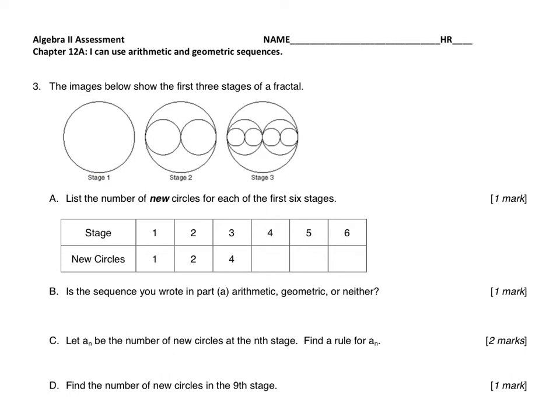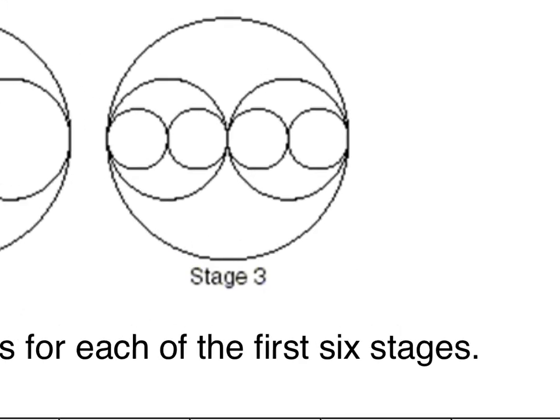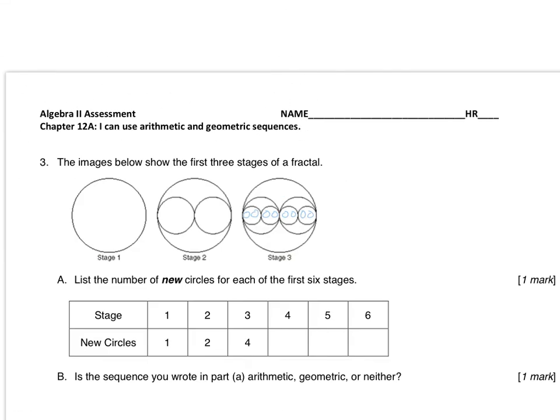Question A. List the number of new circles for each of the first 6 stages. So there were 4 new circles, and I'm going to zoom in for a second here. So if we kept going, I'd have 2 in each of these. So 1, 2, 3, 4, 5, 6, 7, 8. So 8, and then hopefully we can see the pattern here. It just keeps doubling. So then 16 and 32.